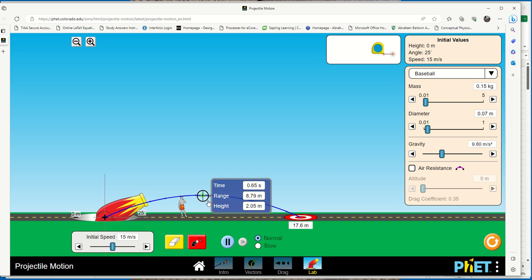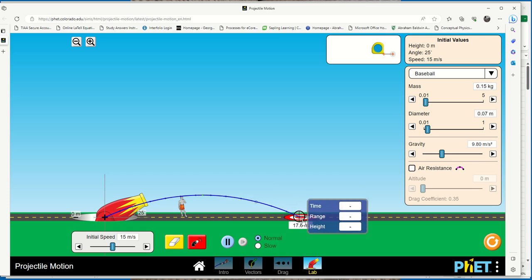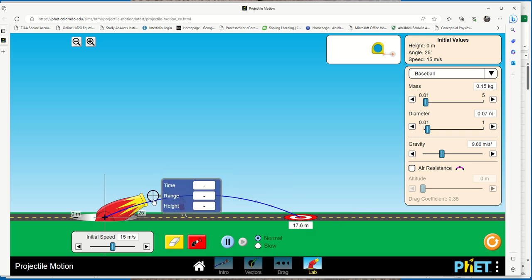Then notice when you go to the target, when the projectile lands, the total time is 1.29 and the range is 17.59. Of course, the height is 0. And so what I'm going to do is go ahead and, well, actually, I'm not going to pause it. I'm just going to go to 0.3.